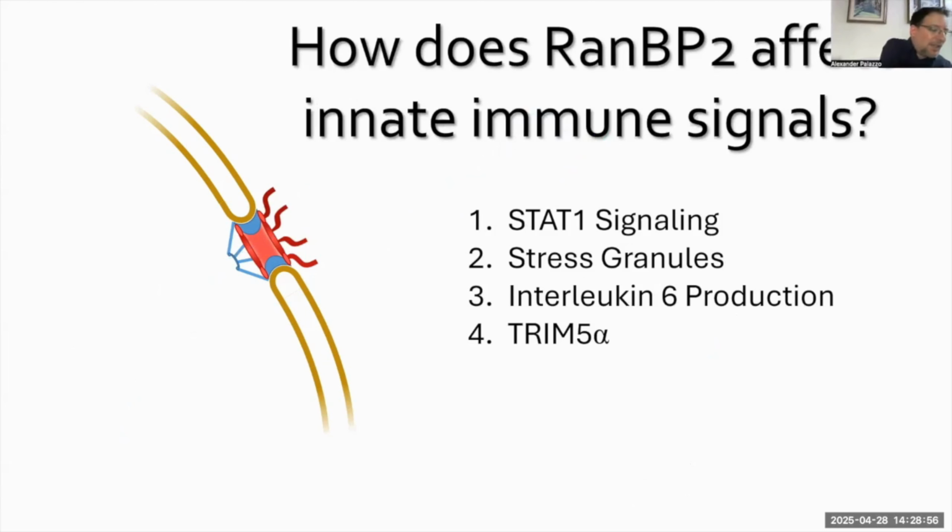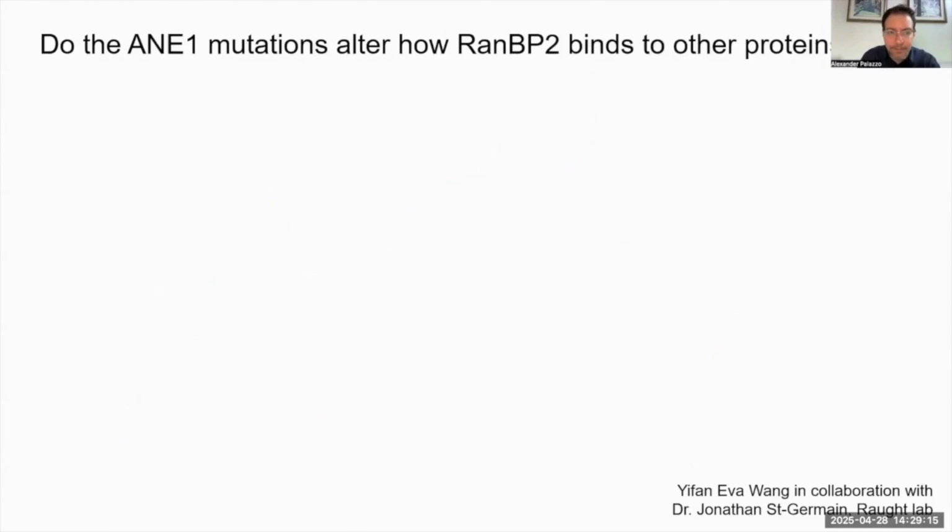Okay, now the last story that I have. So everything that I've shown you so far has either been published or has been submitted for publication. But I just wanted to share with you some really exciting new data that we have on another protein called TRIM5 alpha. And so this all started when my graduate student, Eva, in collaboration with another lab at University of Toronto, decided to investigate what proteins bind to not only RanBP2, but mutant forms of RanBP2 that are associated with ANE.